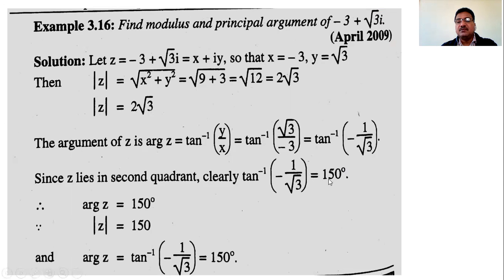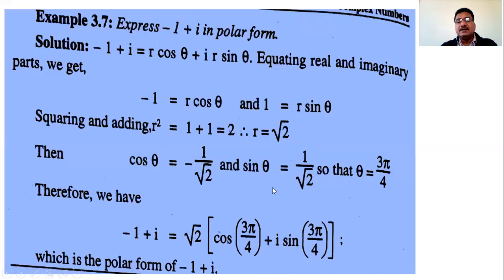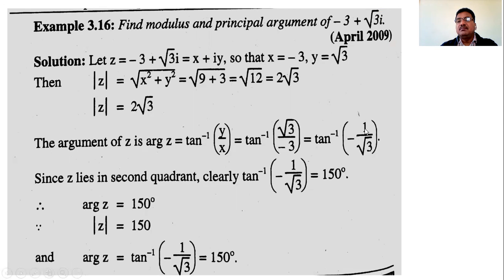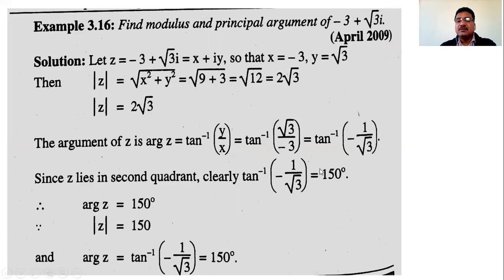5 pi by 6 is in radian. So don't use the other method. Write this formula: theta is pi minus tan inverse mod y by x. And then write mod y by x, which is tan inverse 1 by root 3. Use the table and write tan inverse 1 by root 3. It is 30. So 180 minus 30, we have the answer 150. Okay. So don't use the other method. We get the answer 150 degree.